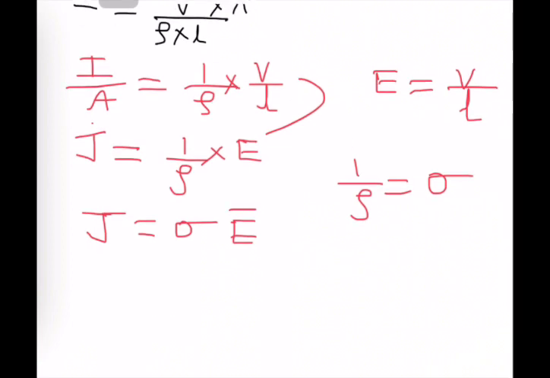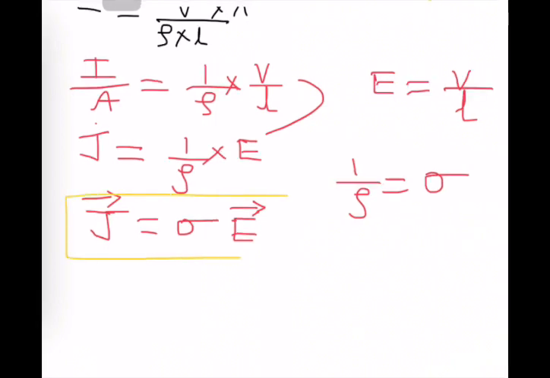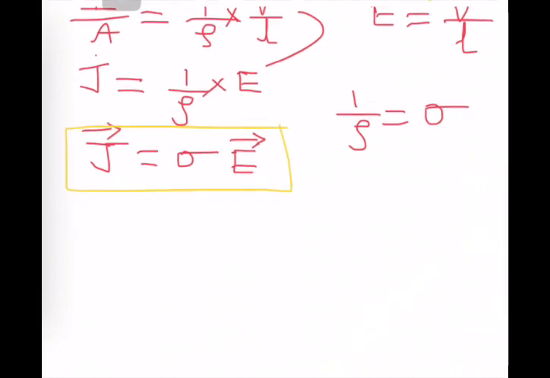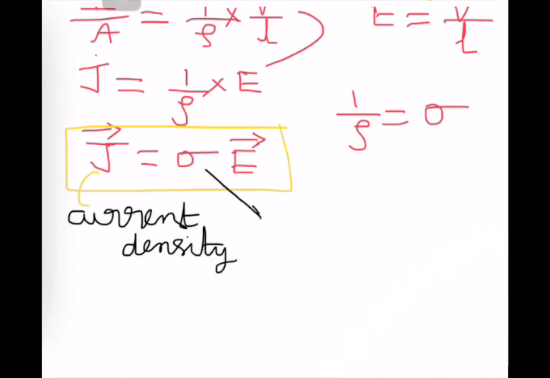Here the electric field is from the positive end to the negative end, and current density is also a vector. Its direction is the same as the electric field direction. So you can say that the current density is related to conductivity into electric field. This is the relation between current density, conductivity and electric field.